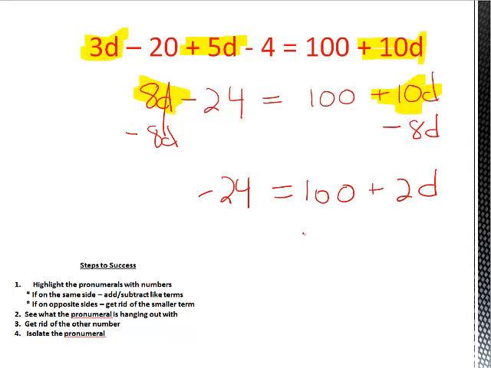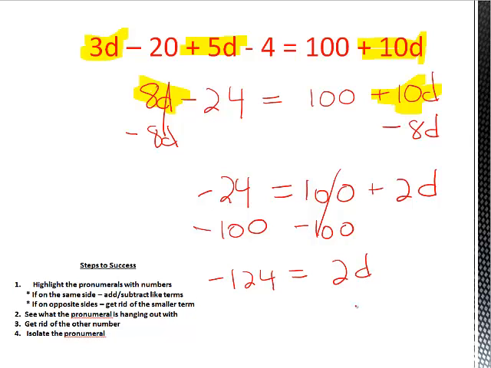Again, the d is hanging out with the 2, so we're going to get rid of the 100 first. Subtracting 100 from both sides, we have negative 24 minus 100, which is a negative 124. The hundreds cancel out. That equals 2d. Because d is being multiplied by 2, we divide both sides by 2, and we have negative 62 is equal to d.